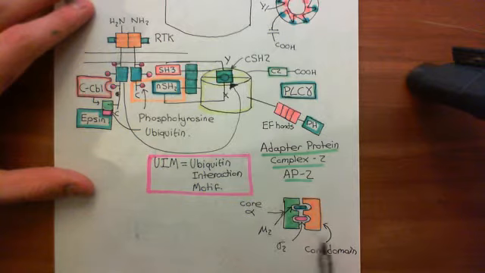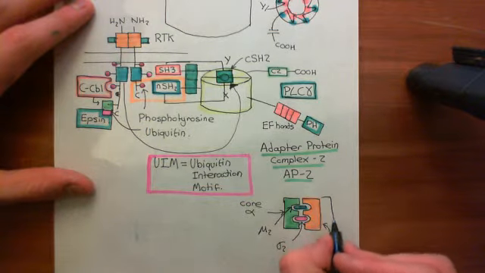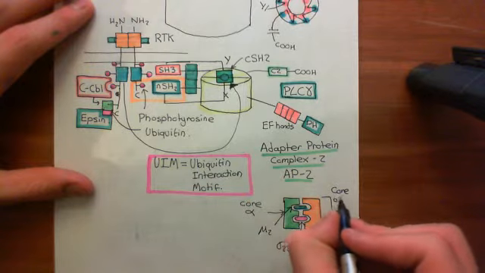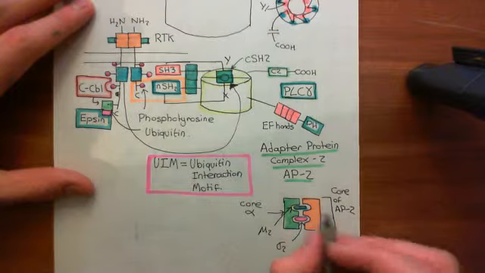Okay, so this entire structure that we've got here consisting of the core domain of the alpha subunit, the core domain of the beta 2 subunit, and then the mu2 and the sigma2, this is known as the core or the trunk of the adaptor protein complex 2. So this is the core of the adaptor protein complex 2, AP2.